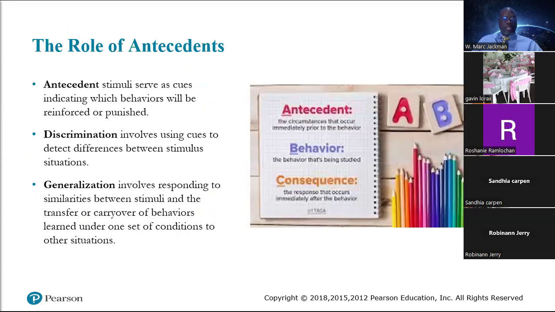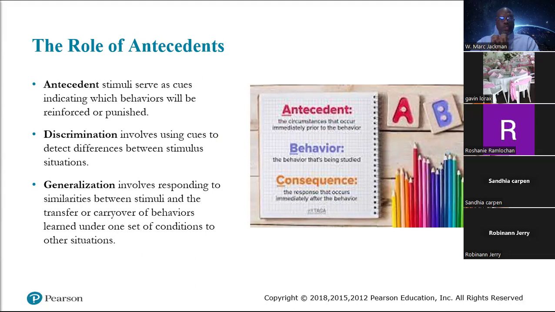The role of antecedents. Antecedents are stimuli that act as cues to which behaviors will be reinforced or which behaviors will be punished. Discrimination involves using cues to detect the difference between similar situations. So it's important for students to know that not all behaviors are going to be reinforced. Certain behaviors are going to be reinforced and others are not. And that ability to discriminate which behaviors that are close are going to be reinforced and which are not would be important.